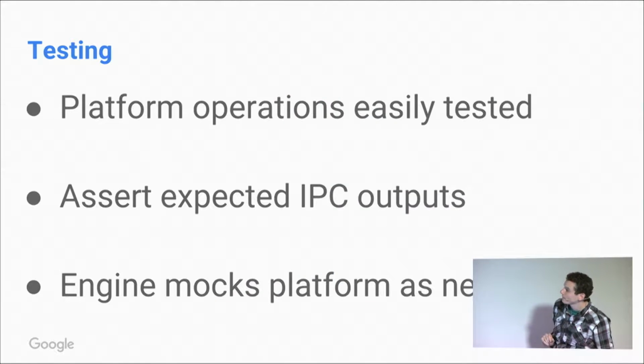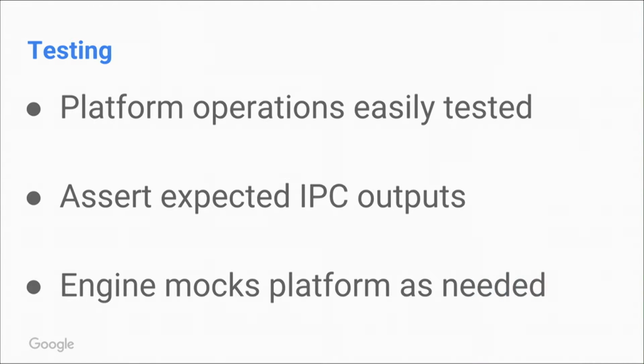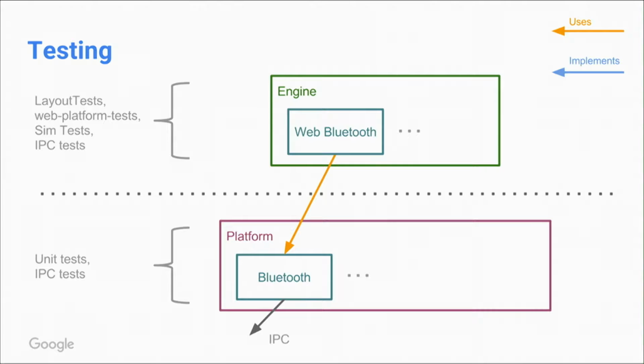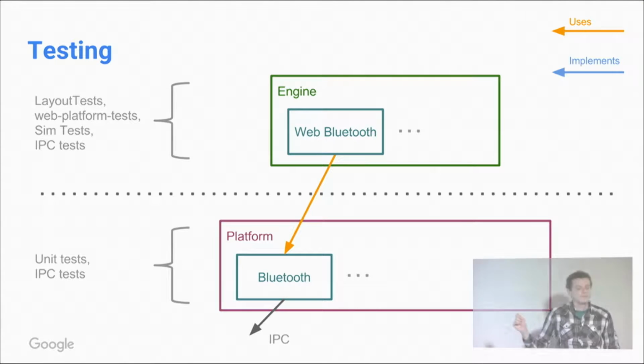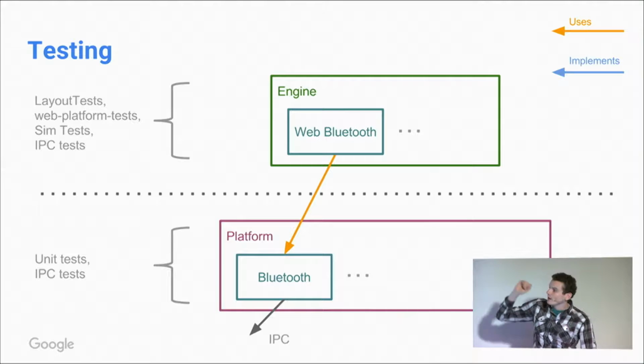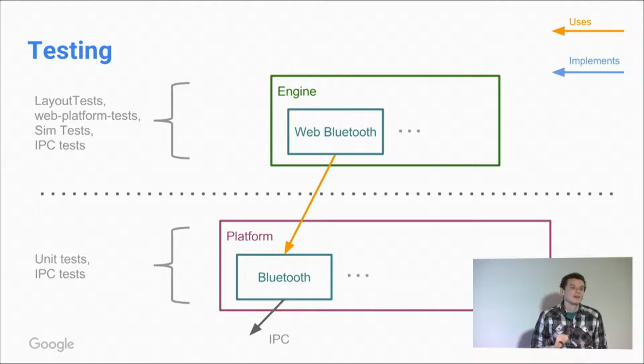And this split then allows you to test the platform much easier and assert about the IPCs that both come in and go out of the system. It also allows you to mock the underlying implementation of your feature at a place that's close to your feature. Today, to mock the underlying component of Bluetooth, you actually mock something that's very far away. It's way, way out in content. And instead, you will mock something that is just right there, very close to your feature. And you end up with something like this. The platform layer has IPC tests and unit tests. And the web layer up at the top, the engine, has layout tests and web platform tests. There's a new simulation framework that you can use, and IPC tests.